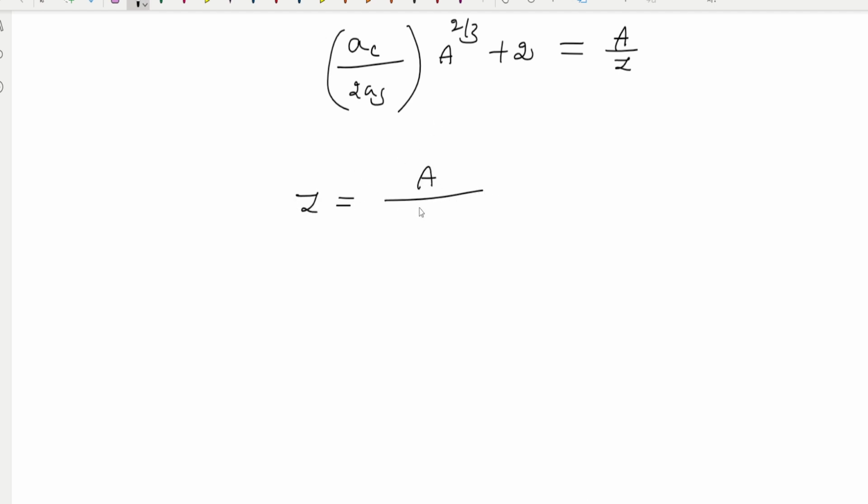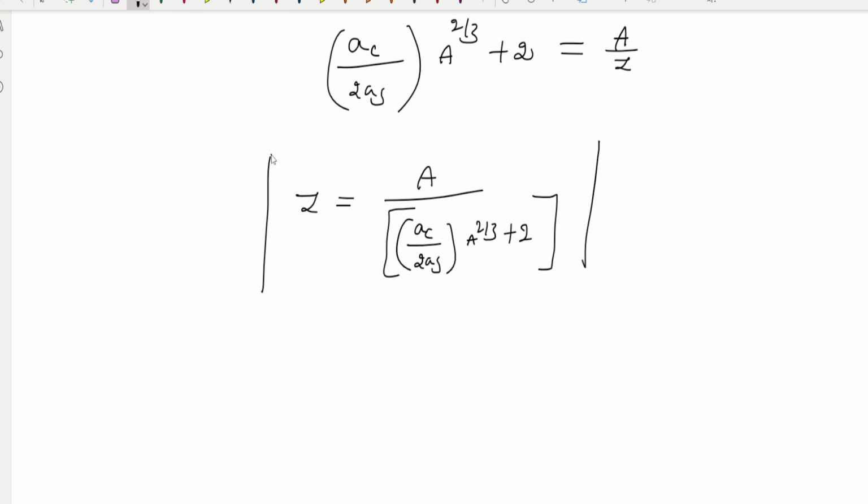Z equals A divided by 2, sorry, not 2: A divided by (ac divided by 2as) A power 2 by 3 plus 2. This is a very, very important formula. So by using this formula, you can calculate many CSIR NET GATE problems.